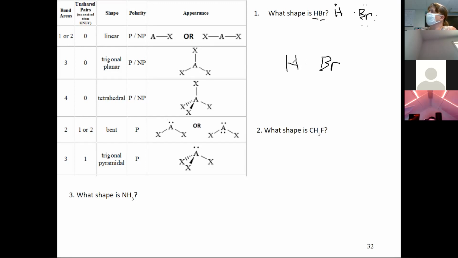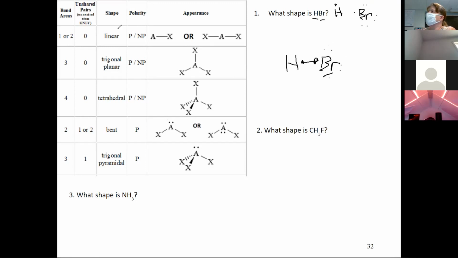Hydrogen has 1 electron. I know it's going to bond to the bromine, so I'm going to go ahead and move it to this side just to make our picture pretty. Bromine has 3 pairs and a single. Again, I'm going to put the single on this side just because I know it's going to bond to the single from hydrogen. And now I'm going to fill in the remaining 3 pairs. Okay, so now we need the shape.